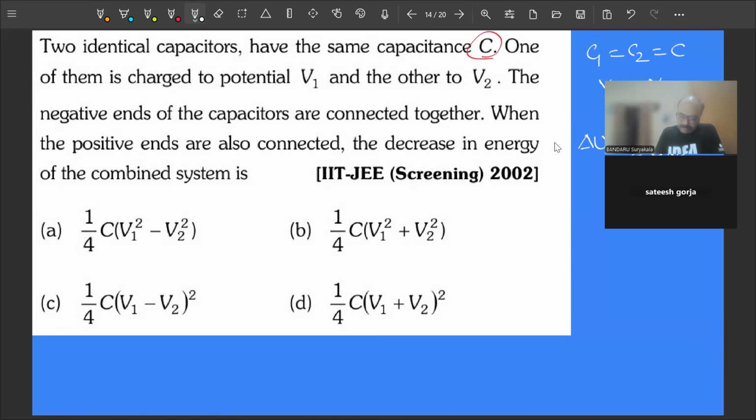So delta U we can write: half C1 C2 means C into C, and C1 plus C2 means 2C. This is V1 minus V2 whole square. So one C gets cancelled. So delta U equals 1/4 C V1 minus V2 whole square. We want 1/4 C V1 minus V2 whole square, so option C is the correct answer. The others are not correct.